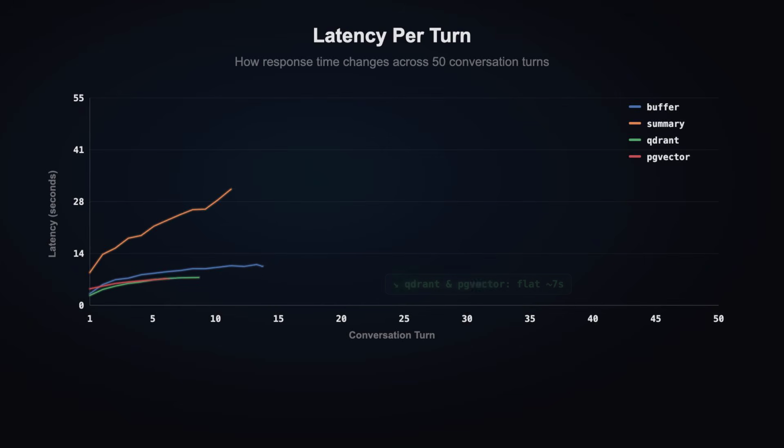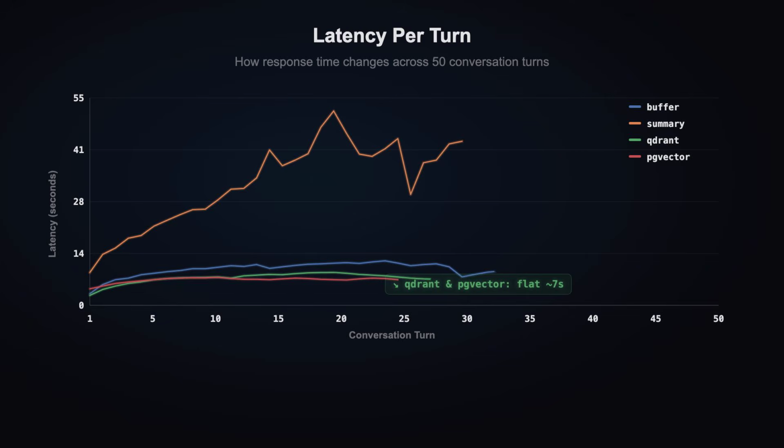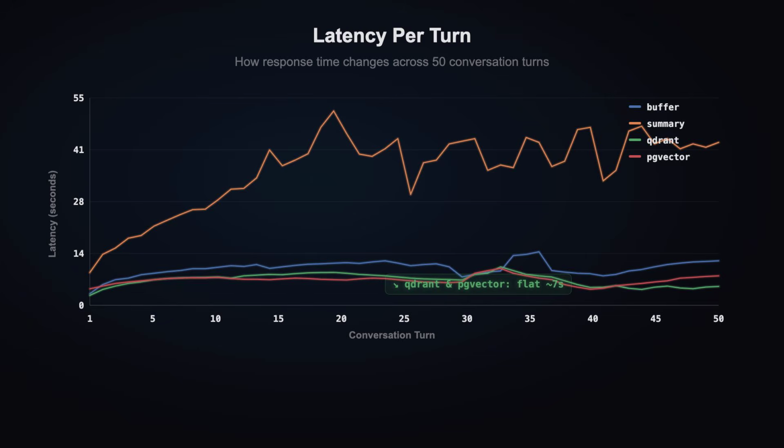Now let's talk about speed. This chart shows latency per turn across the full conversation. Qdrant and pgvector stay flat around 7 seconds per turn regardless of conversation length. They only retrieve the top-k relevant snippets, so prompt size stays constant. Buffer starts at 3 seconds but climbs to 12-plus seconds by turn 30 as the entire conversation history grows in the prompt. But look at summary.